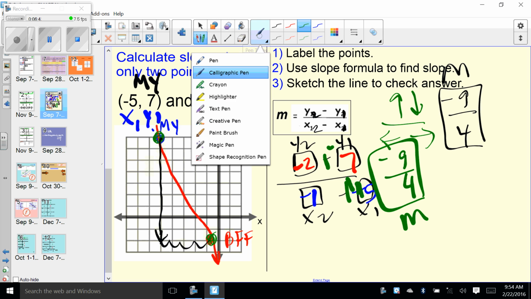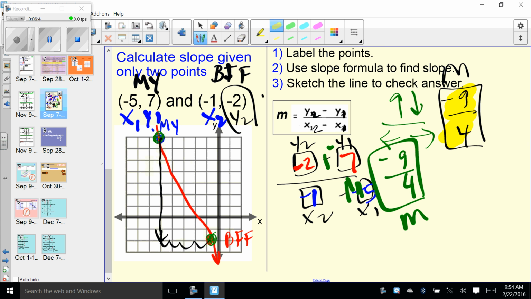So you'll notice that when we rise run, we get -9/4. When we work our formula, we get -9/4. So it works the same either way. So we're kind of working on both skills today, rise run and the formula. It should be a match.